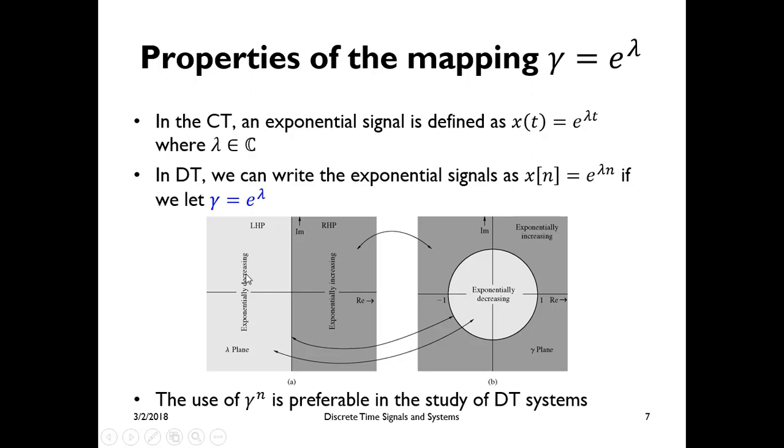For the real part of lambda being negative, so here in the left half plane, this is going to correspond to values of gamma that lie inside the unit circle. So for the real part of lambda being negative, where we have an exponentially decreasing signal, well, in the discrete time case, gamma has to be inside the unit circle and we'll have an exponentially decreasing signal. And finally, if we lie on the imaginary axis, so the real part of lambda is equal to 0, and so we have lambda being purely imaginary, this is going to map onto the unit circle. So in this case, the magnitude of gamma is equal to 1, but we're going to have a purely sinusoidal variation with a constant envelope.